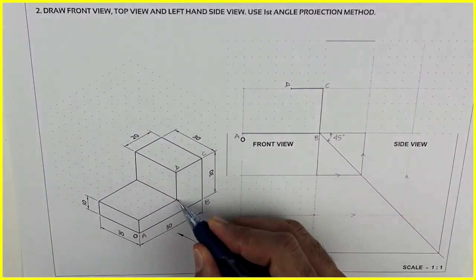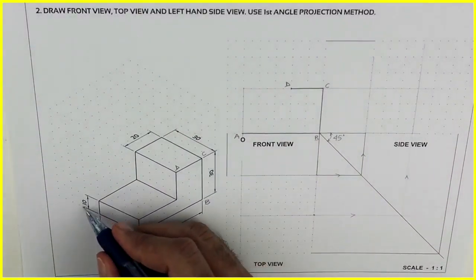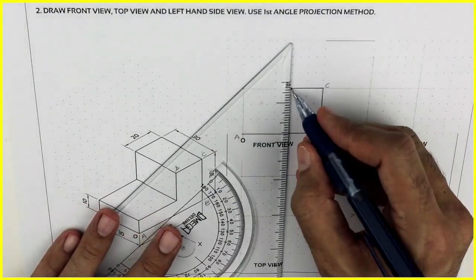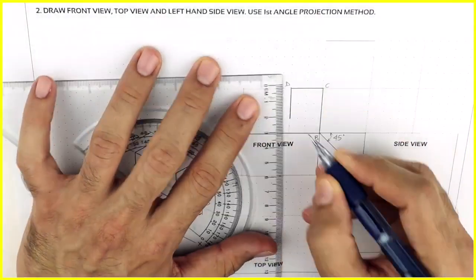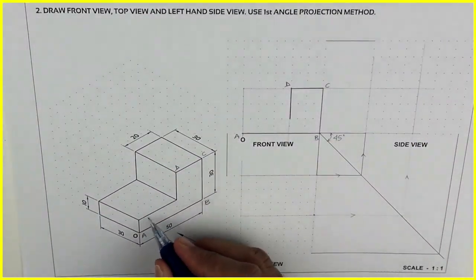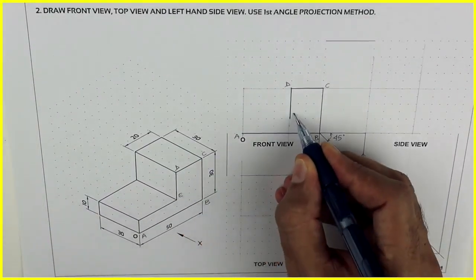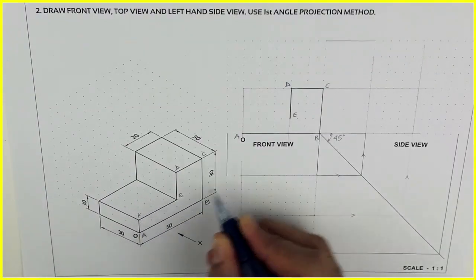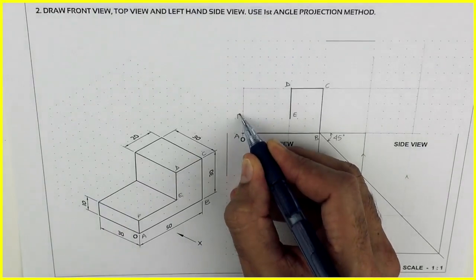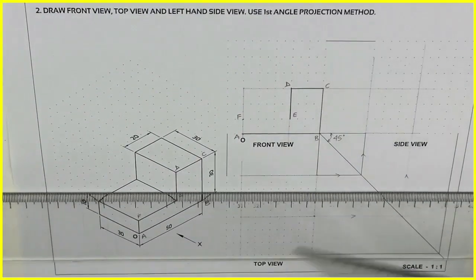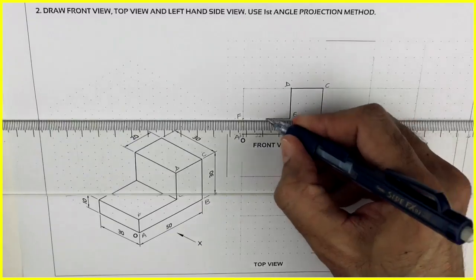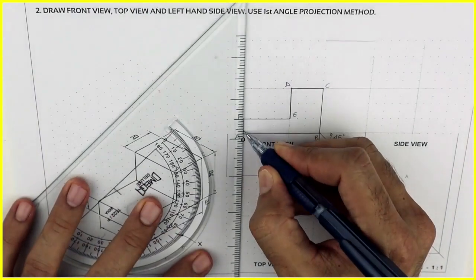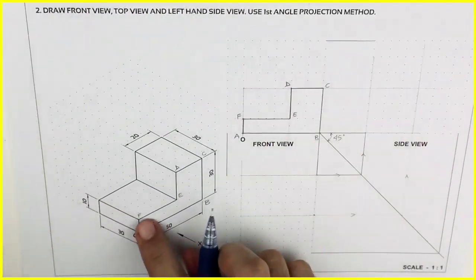Then D to E. See, how much is this? 30 minus 10, 20. So we'll mark that point E will go down by 20. D to E, right? So how much is D to E? 20. Then E to F, that would be 50 minus 20, so it would be 30. We can draw a horizontal line from E. We will get it directly. So we got A, B, C, D, E, F. Complete front view.